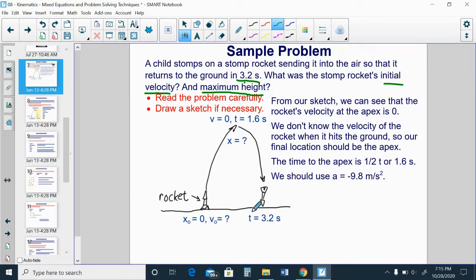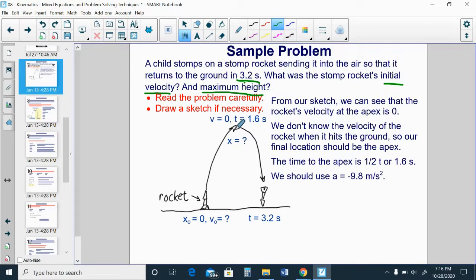If it's launched upwards, that velocity at that point is 0. Now, we don't know the velocity of the rocket when it hits the ground. So our final location that we'll consider in this problem will be the apex, because we do know that value. Down here, we don't know that value. So we're going to focus on this value.